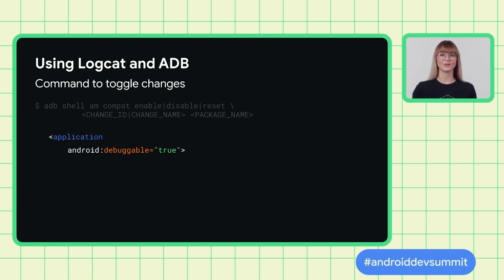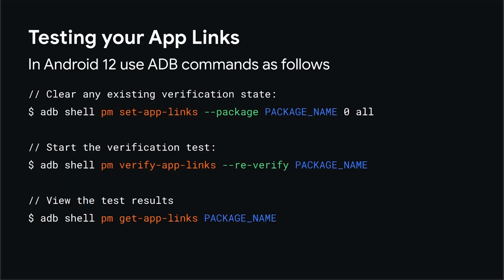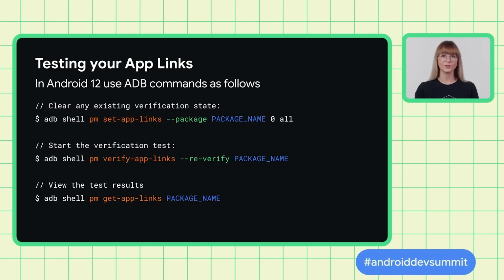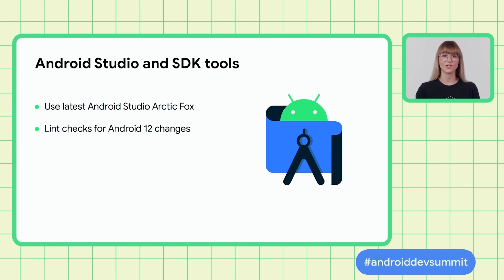Keep in mind that on release-signed Android builds, the changes that affect all apps can be overridden. Android 12 adds new ADB commands to test and validate app links for your applications. You can use these commands to verify your links manually on a device or add them to your continuous integration toolchain. Make sure to try Android Studio Arctic Fox for your development and testing.